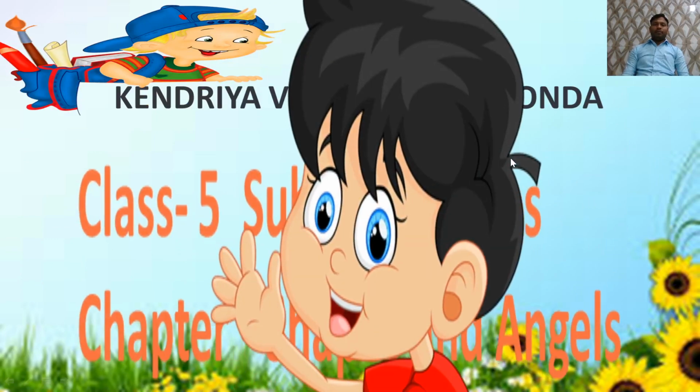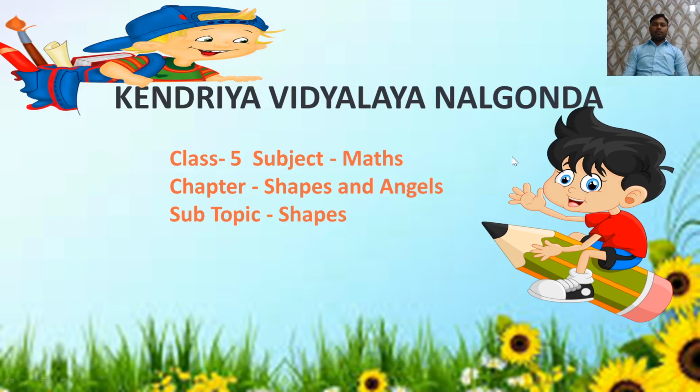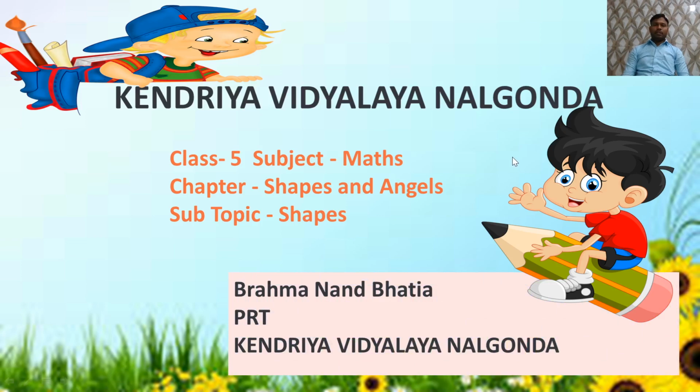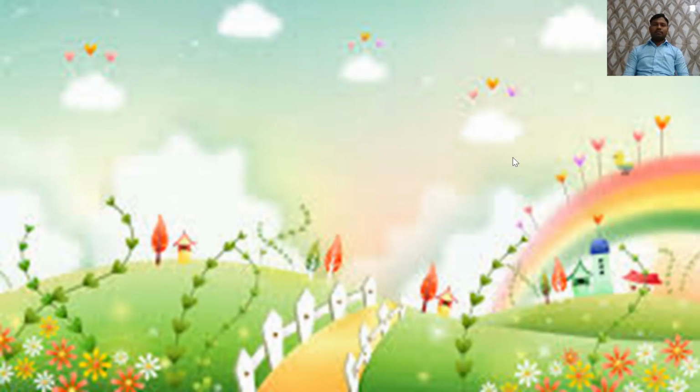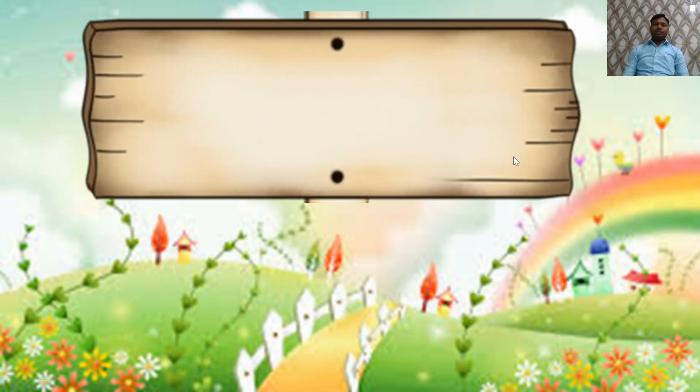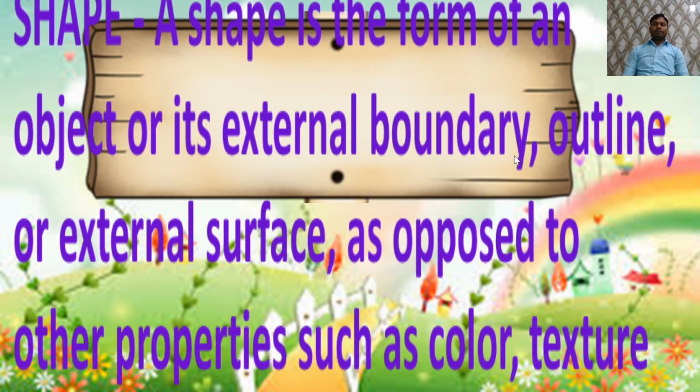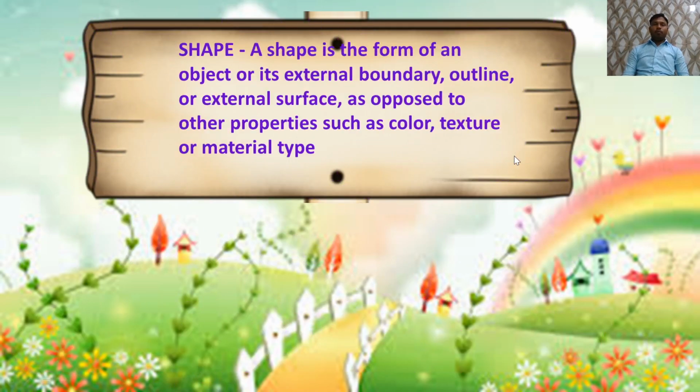Today we will learn about the shapes. Now let's start our today's class. Now first, what are the shapes? A shape is the form of an object or its external boundary, outline or external surface as opposed to other properties such as color, texture or material type.